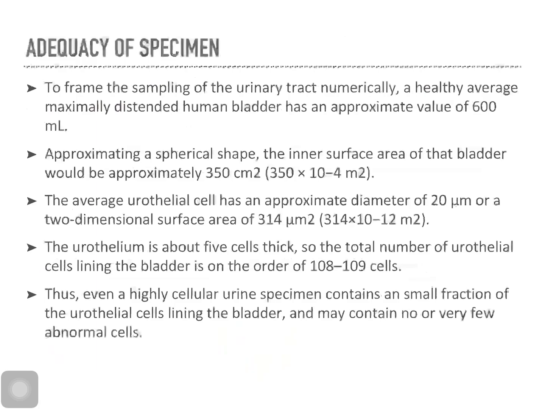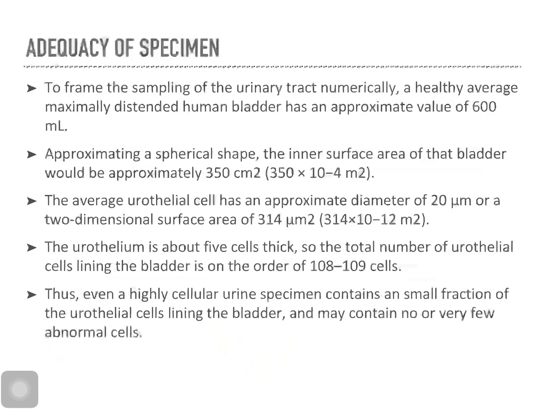The Paris system of reporting urinary cytology book gives a very important chapter on adequacy of specimen. This is to frame the sampling of the urinary tract numerically. A healthy average maximally distended human bladder has an approximate value of 600 ml. Approximating a spherical shape, the inner surface area of that bladder would be approximately 350 square centimeter. The average urothelial cell has an approximate diameter of 20 micrometer or a two-dimensional surface area of 314 square micrometer.